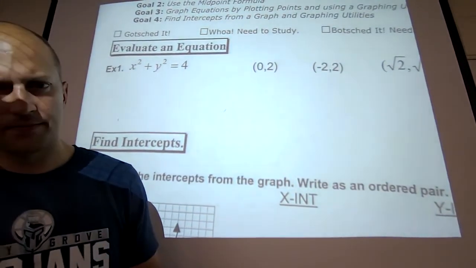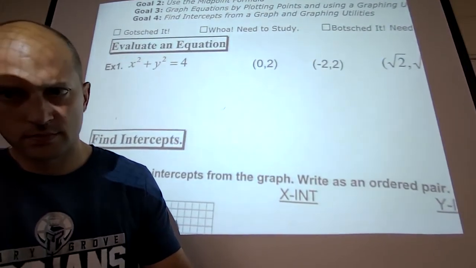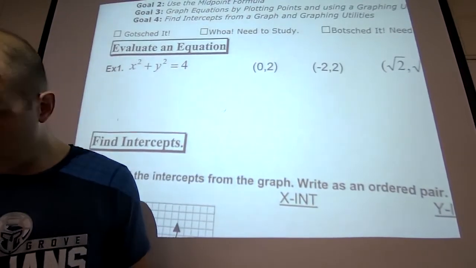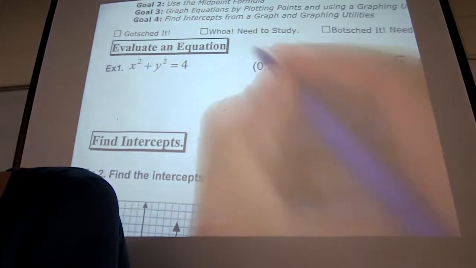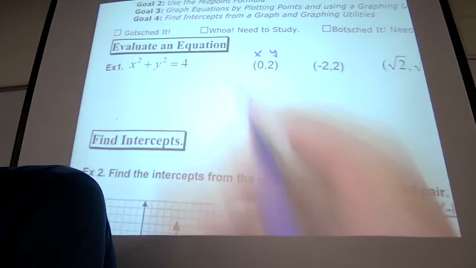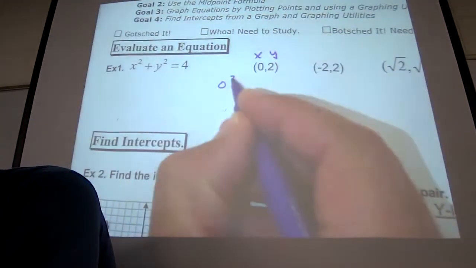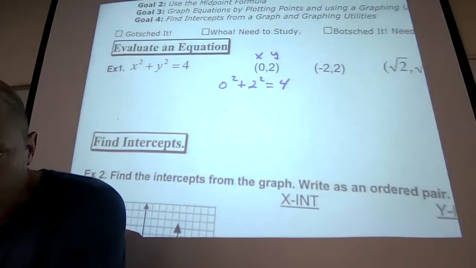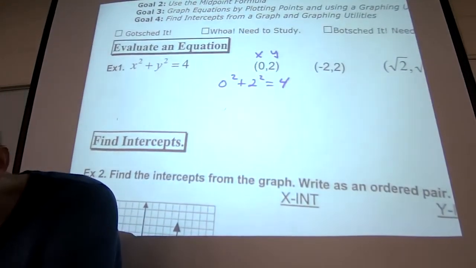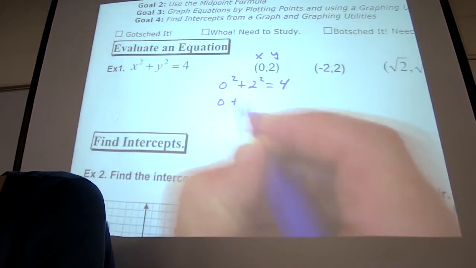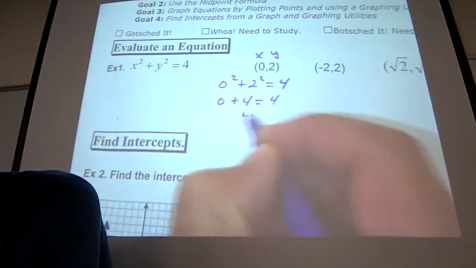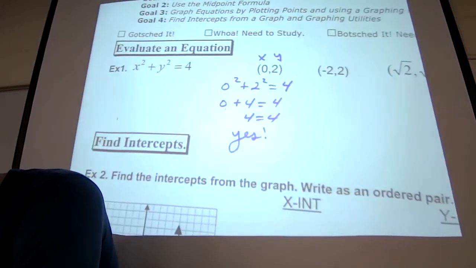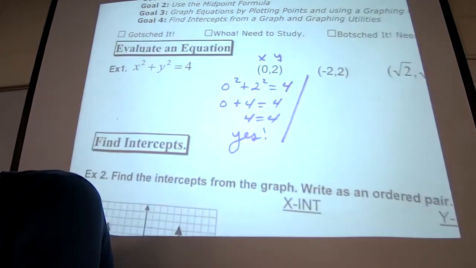What do you think? Could you plug in 0 for x and 2 for y? Awesome. Just plug it in. So this is my x, this is my y. Plug in 0 squared plus 2 squared equals 4. And then we do a little math magic. That's 0 plus 4. Well, that's 4 equals 4. Yes, it works out.